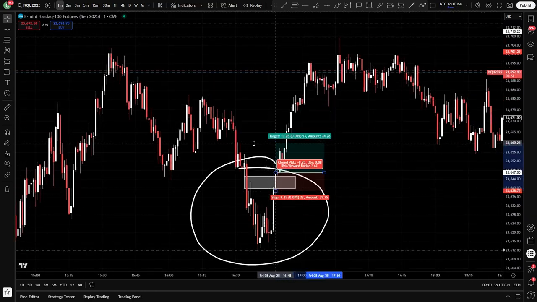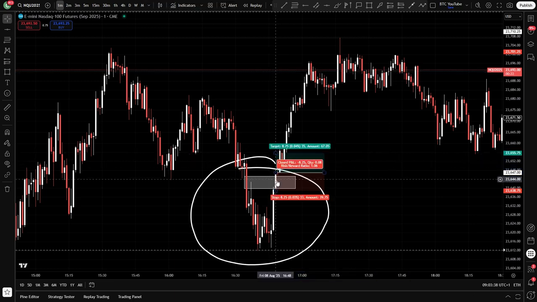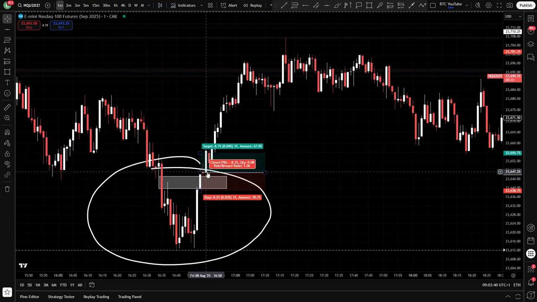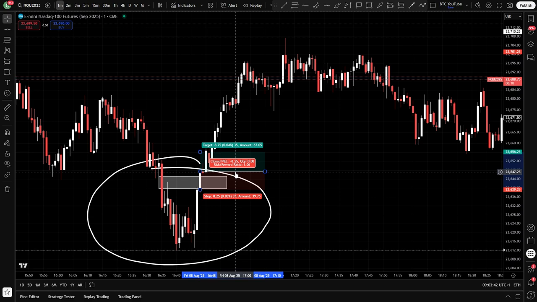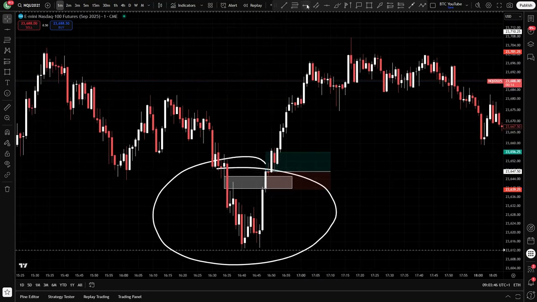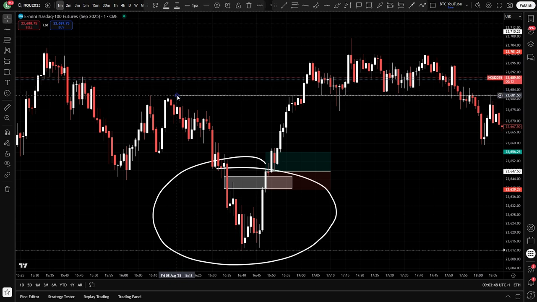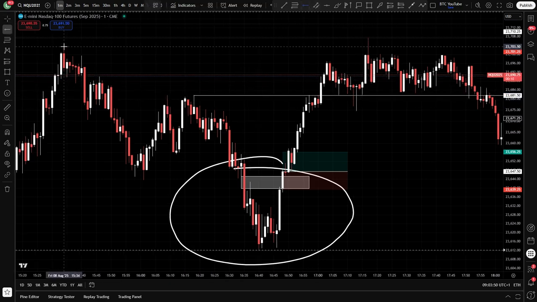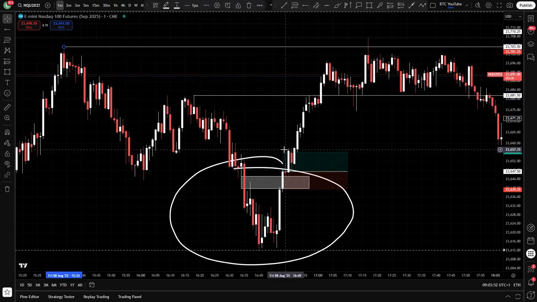Obviously you would have taken half off at a 1-to-1, and then you would have almost got stopped at break even here. You might have actually, depending on your broker, got stopped at break even, but if you didn't get stopped at break even, I probably would have had a runner up to here and then a runner up to this high. This would have been a great trade if you'd have stayed in it.